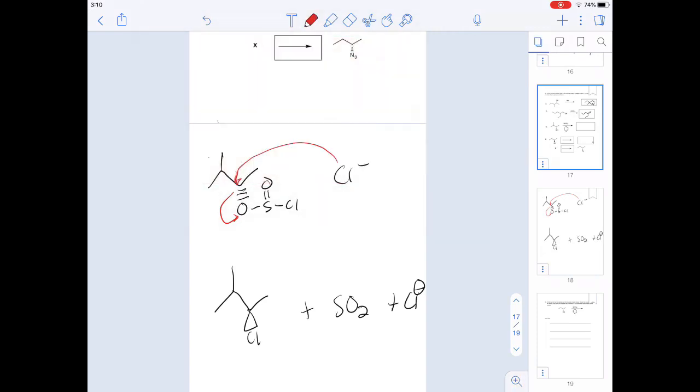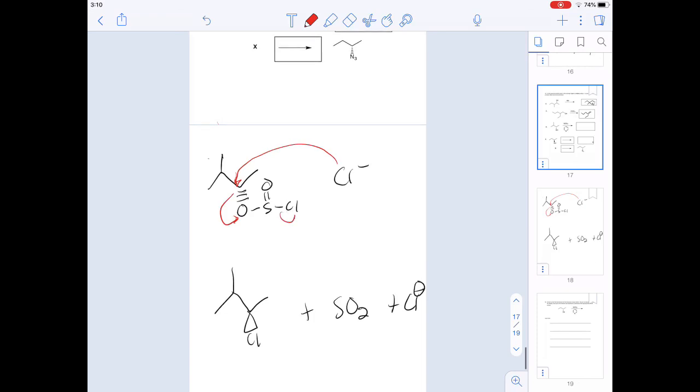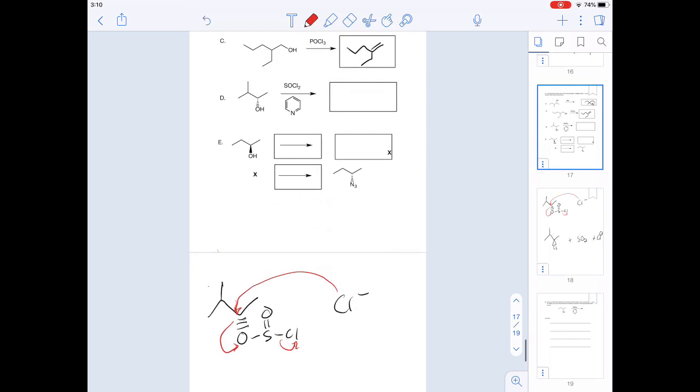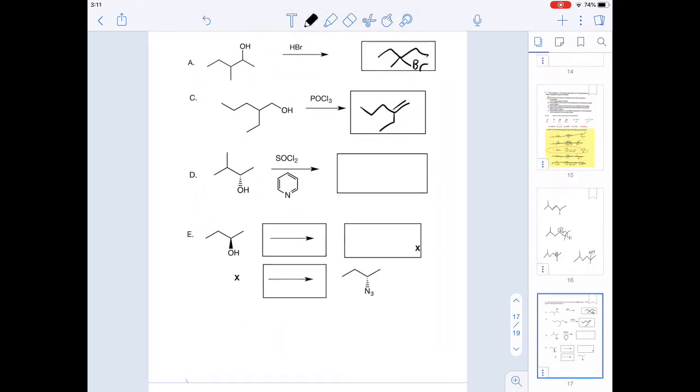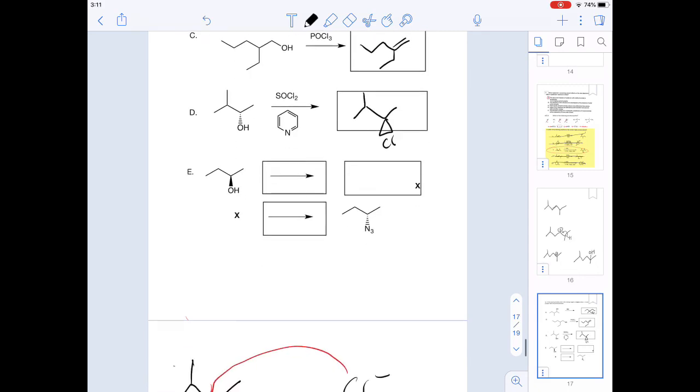Oh, reason why the Cl minus, before I forget, because when this comes and joins the O, one of these get kicked off. Might be. Alrighty. So your answer to D is just going to be this. And we're going to do that mechanism again in case it was confusing, because it's also going to be another question at the end of the exam. So that's it for D.